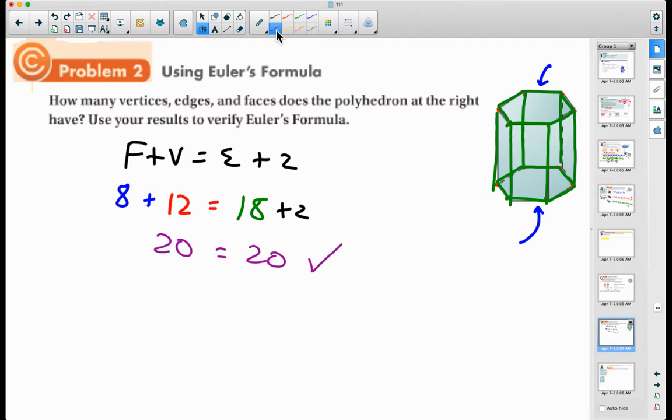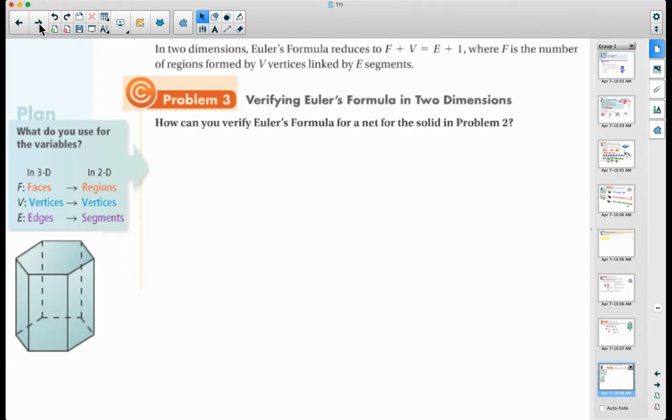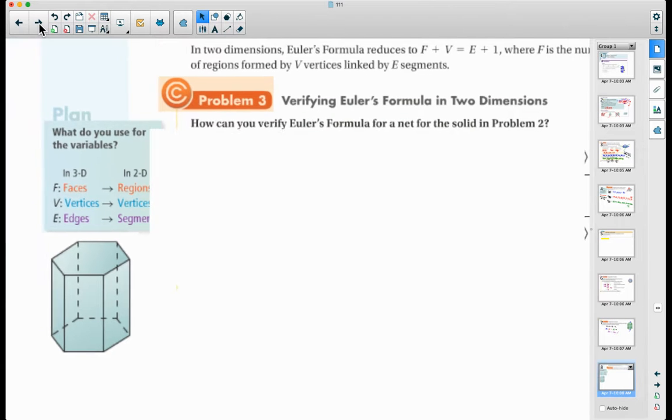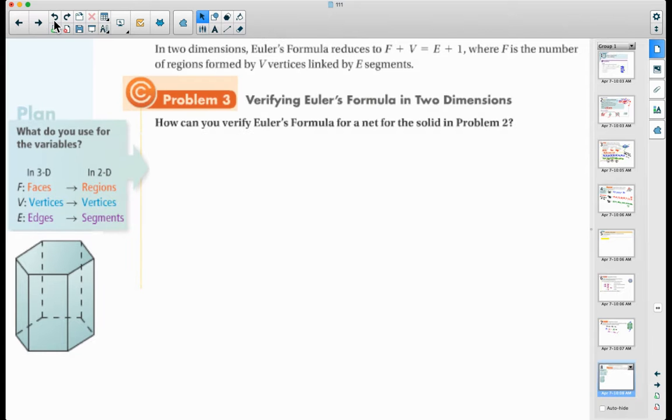It works. So I know I counted right. Okay? All right. Good. Next, in 2 dimensions, Euler's formula reduces to f plus v equals e plus 1. All right? So now, in this case, it turns into plus 1 if it's in 2 dimensions. Well, if it's in 2 dimensions, then what we want to look at is the net. All right? We want to look at the net of the formula, or net of the object.